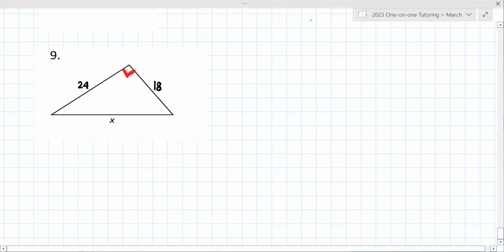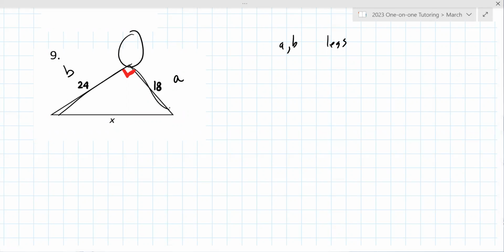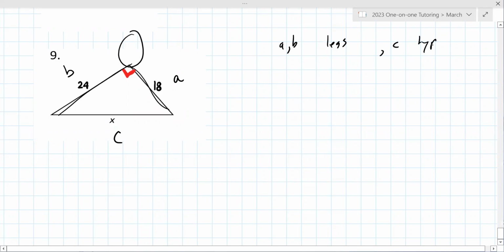So 9 is a right triangle. We know it's a right triangle because of that symbol there. A right triangle has 2 legs, A and B. The legs come out from the 90-degree angle, like maybe you can visualize a body and there are 2 legs coming out. Somehow you have to remember that these are legs. The third side, C, is the hypotenuse. The side across from the 90-degree angle is always the hypotenuse.